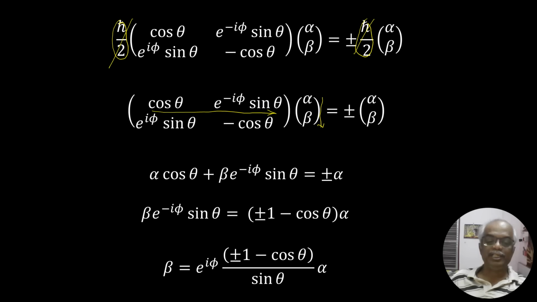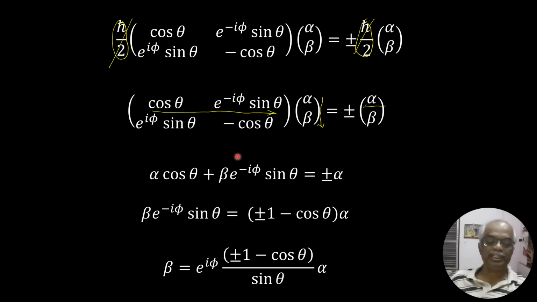But I am taking the first row and multiplying with the column. So this is equal to alpha times cos θ plus beta times e^(-iφ) sin θ, which is equal to plus or minus alpha. If you take the second row, then it will be equated to beta. You will get the same result.